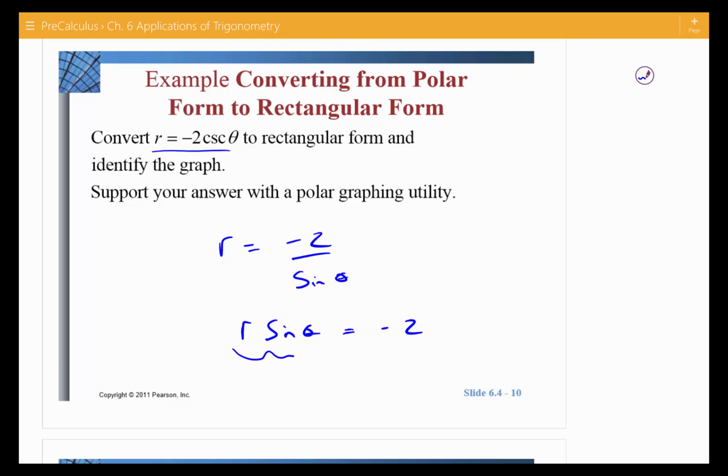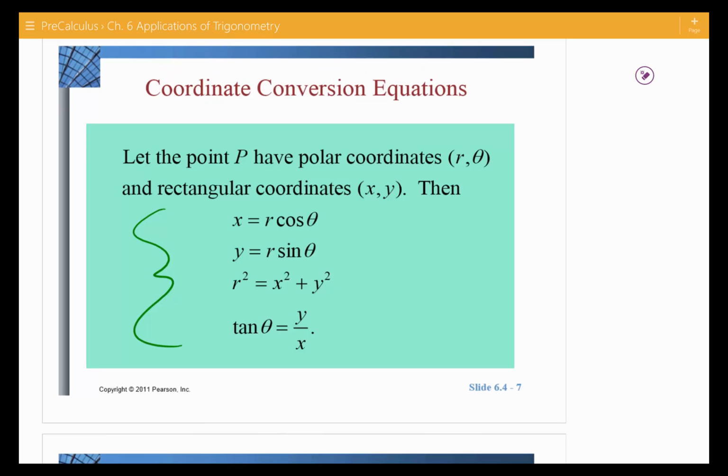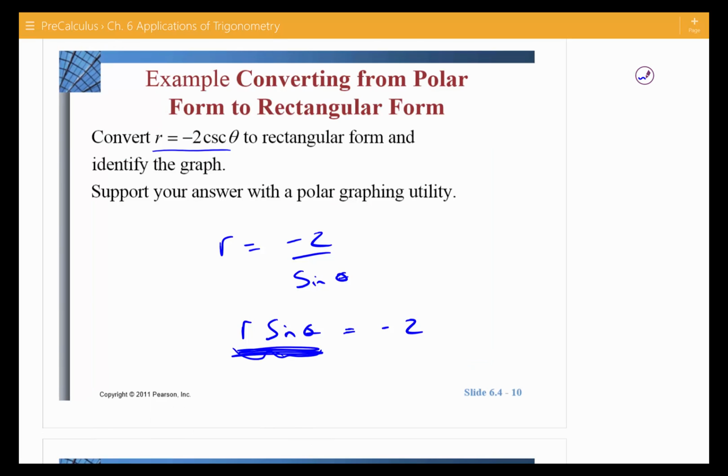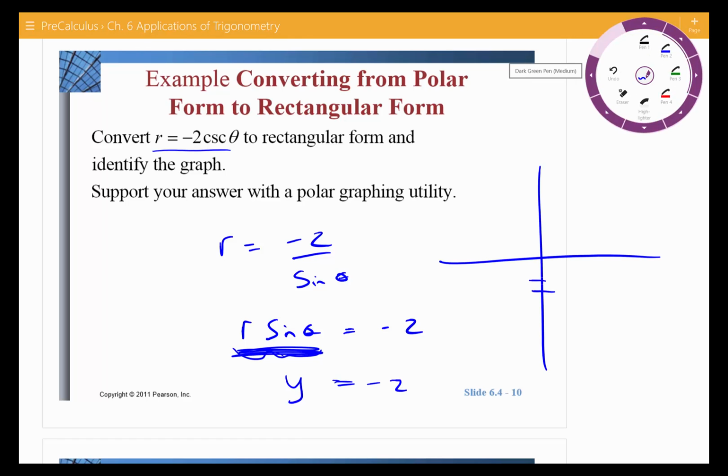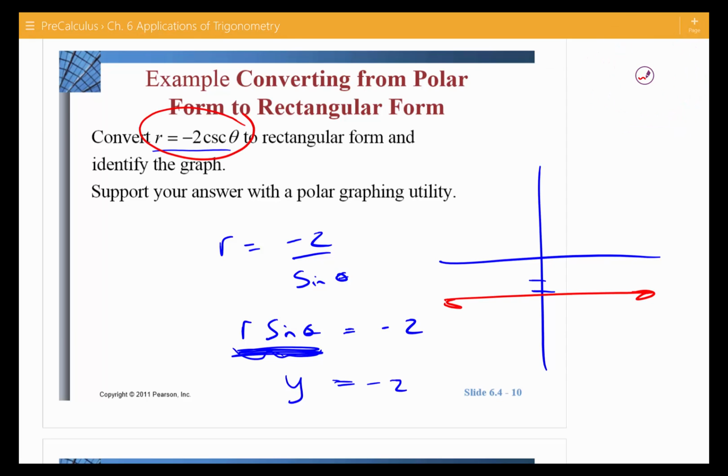Now you might remember that y is r sine of theta, x is r cosine of theta. So we can use these relationships to convert back and forth between polar and rectangular and vice versa when we're dealing with functions. So we're going to use this one right here. y is just r sine of theta, which is exactly what we have right here. So that's just y equals negative 2. What we should expect to see is a line that is horizontal and goes through negative 2. And that's exactly what we get if we graph this in our calculator in polar mode.